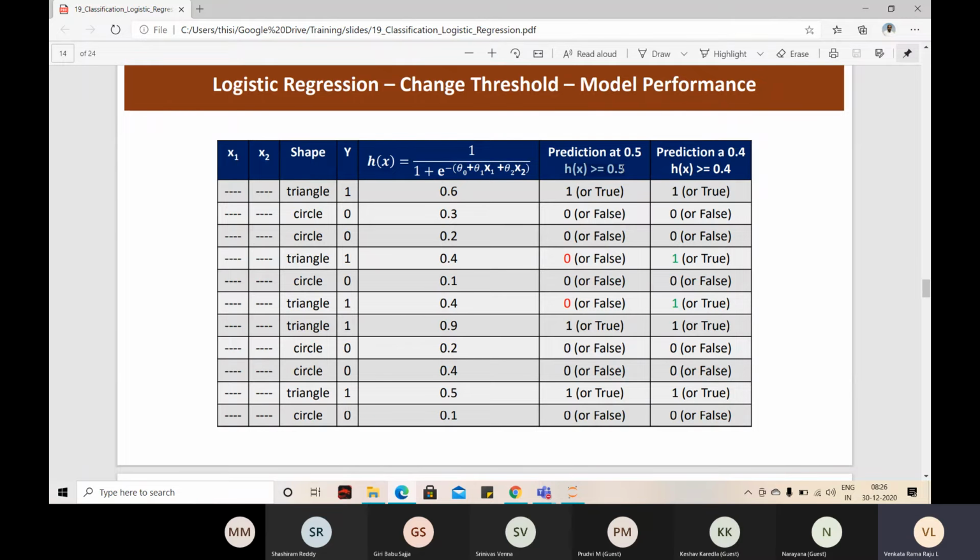If you put the h of x value into this equation, this is true. This is false. This is false. This is false. This is true. Do you agree? 0.6 greater than or equal to 0.5 is true. It's a Boolean expression, so you can consider true as 1 and false as 0. At default threshold, we made 2 errors. The record belongs to 1, but the prediction made was 0. The record belongs to 1, the prediction made was 0.